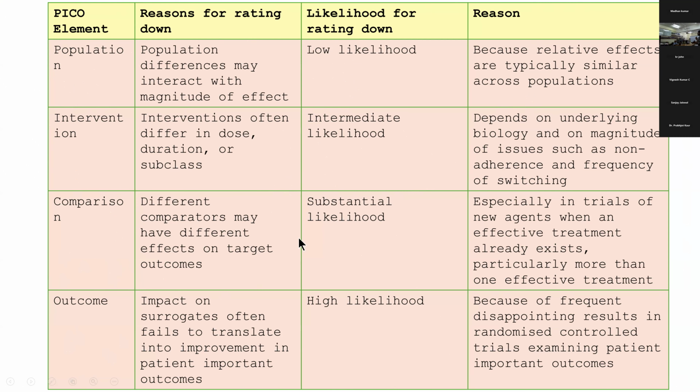For comparisons, there's a substantial likelihood of rating down. Because if you have a very effective new treatment available and you don't use it, and you use a placebo, definitely your effects would be different. And for outcomes, there's a very high likelihood of rating down for indirectness, because a lot of studies which have looked at the same drug for a patient outcome have found inferiority as compared to looking at surrogate outcomes.